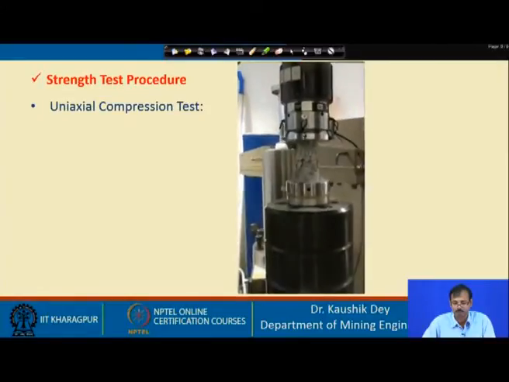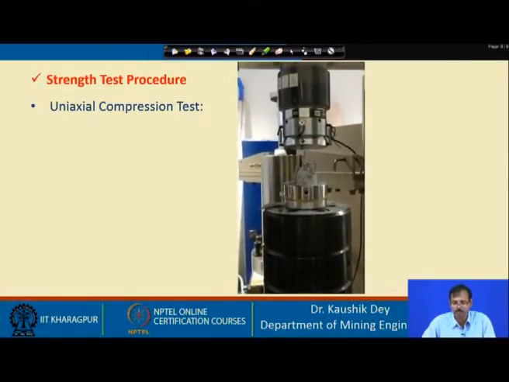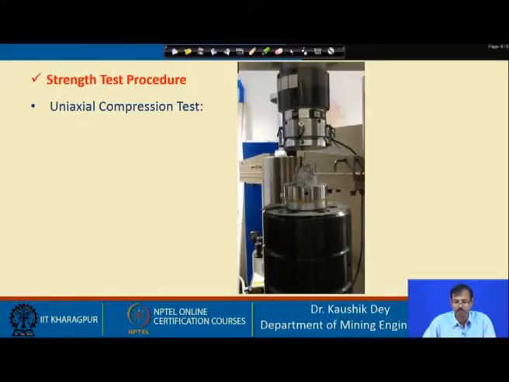This is the failure of the sample. Suddenly the load is released from the sample.